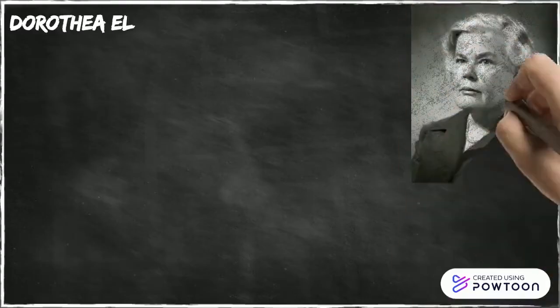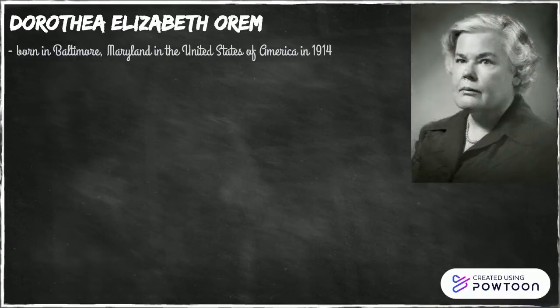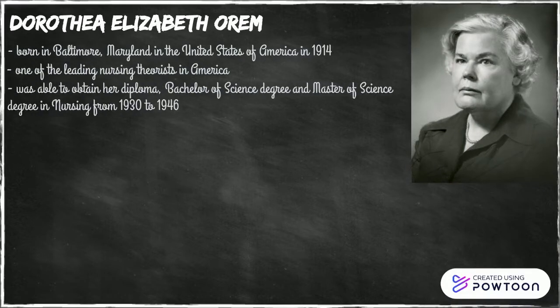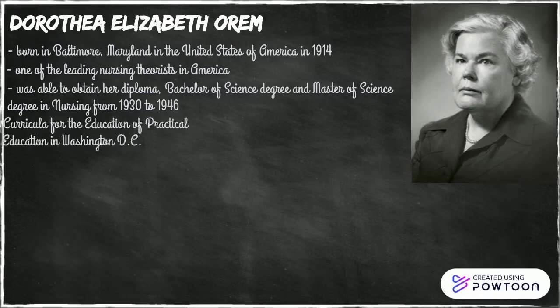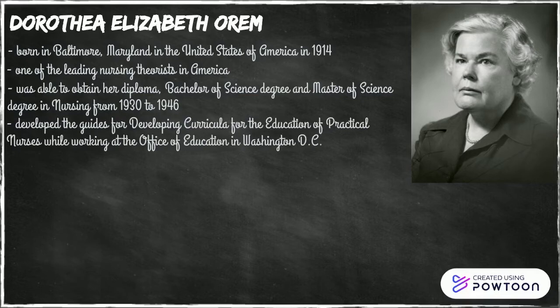Dorothea Elizabeth Orem was born in Baltimore, Maryland, in the United States of America in 1914. She was one of the leading nursing theorists in America. She was able to obtain her diploma, Bachelor's of Science degree, and Master's of Science degree in nursing from 1930 to 1946. She developed the guides for developing curricula for the education of practical nurses while working at the Office of Education in Washington, D.C.